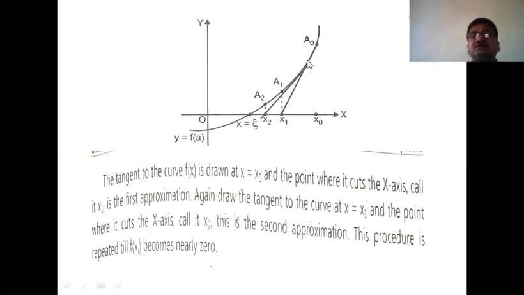Similarly, again draw the tangent to the curve at point x1, and where it cuts the x-axis is x2. That is the second approximation. If we observe, the difference between x0 and xi is larger than the difference between xi and x1, which is again larger than the difference between xi and x2. So x2, x3, x4 go nearer to the exact root of the equation f(x) is equal to 0. Geometrically, this is the meaning of the Newton-Raphson method.